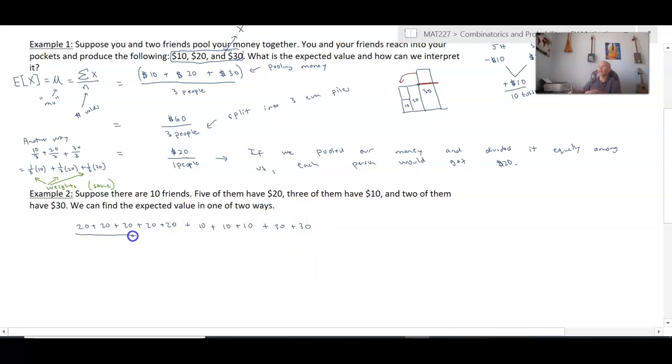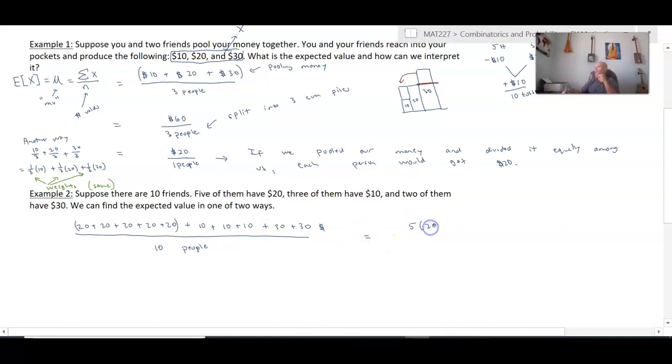Now we're going to divide that whole pool among 10 people. So we have dollars up here, and then we have among 10 people down here. Well, that's a very tedious way to do it. In fact, a better way might be to say, well, I have 5 20s.